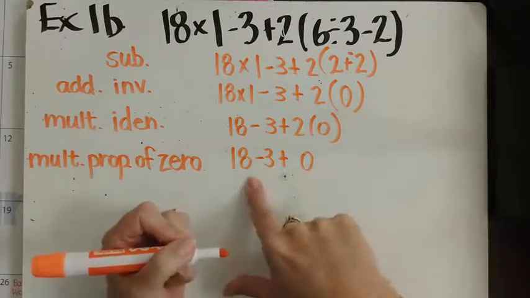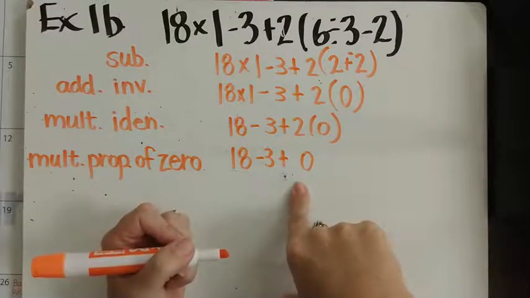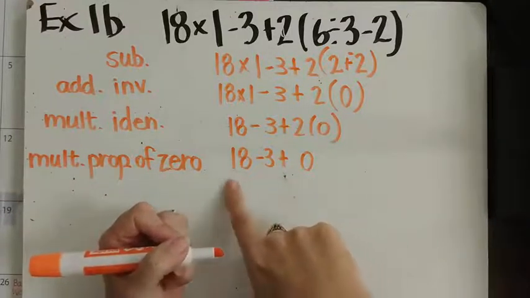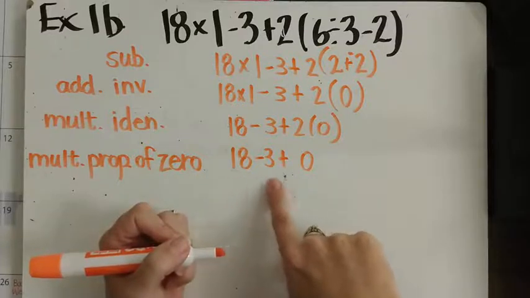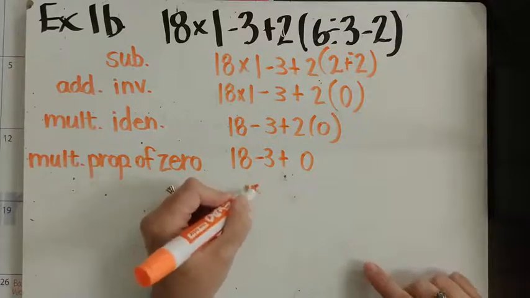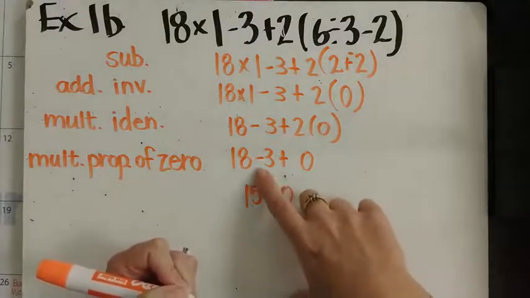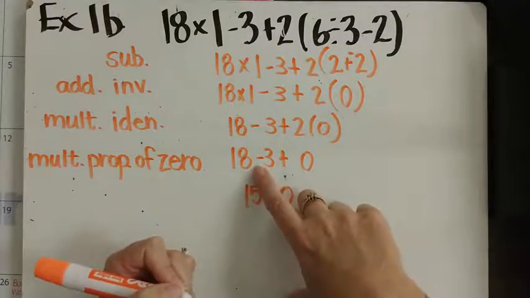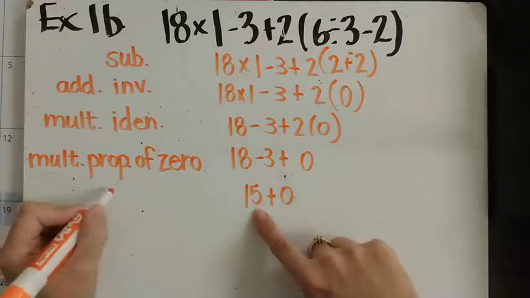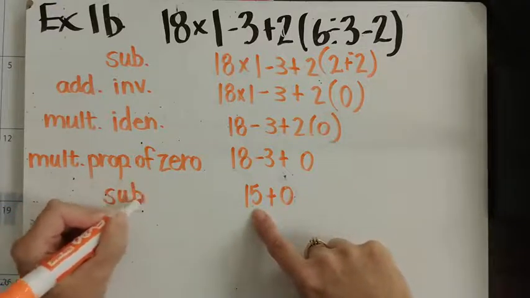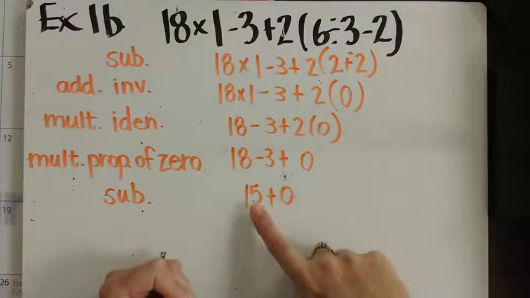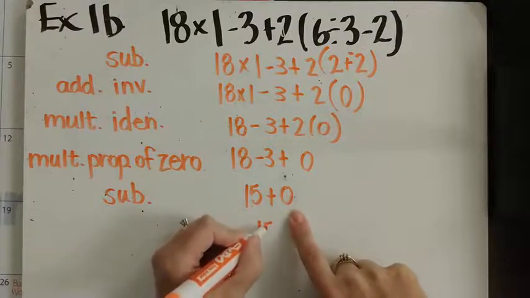Now we have subtraction and addition. Since they can be done in the same step, let's work left to right. 18 minus 3 is 15. There's not a specific property that talks about this subtraction, so we're just going to call this substitution because we simplified it. And 15 plus 0 is 15.